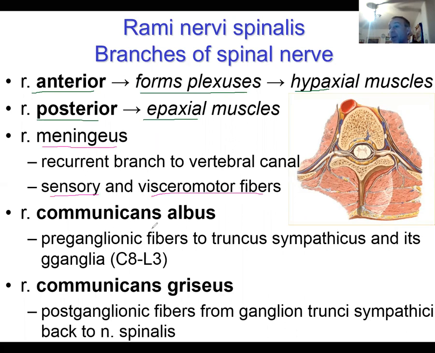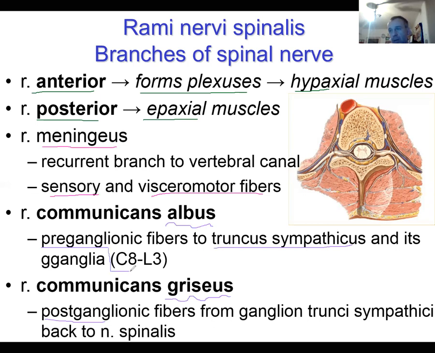And then we have two communicating branches. These communicating branches connect the spinal nerve and the sympathetic trunk. And we have white and gray. And we already know that the white contains myelin, so it has to be preganglionic, and the gray does not contain myelin, so it's postganglionic. So let's look at the figure to see how it looks, where all the branches are.